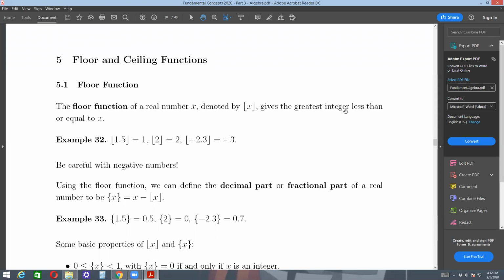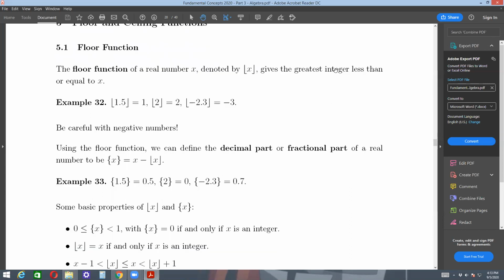Floor function is basically the greatest integer function. It's also called the greatest integer function. It's the greatest integer less than or equal to the value you have. Be careful with the negative numbers because remember it's less than or equal to, so if you had a negative 2 point something, the actual answer would be -3 when you take the floor because you go down, not up.